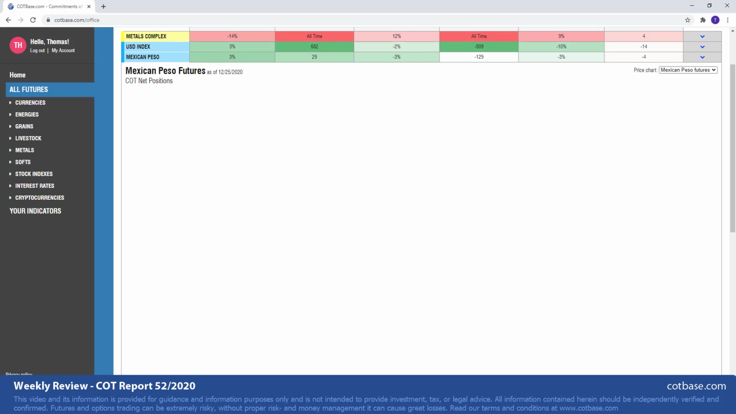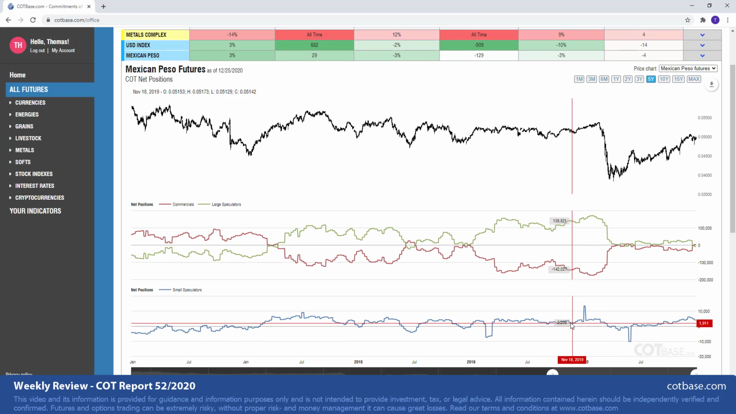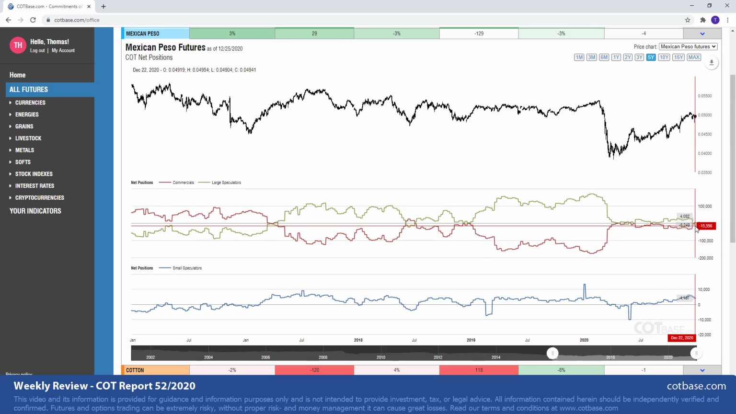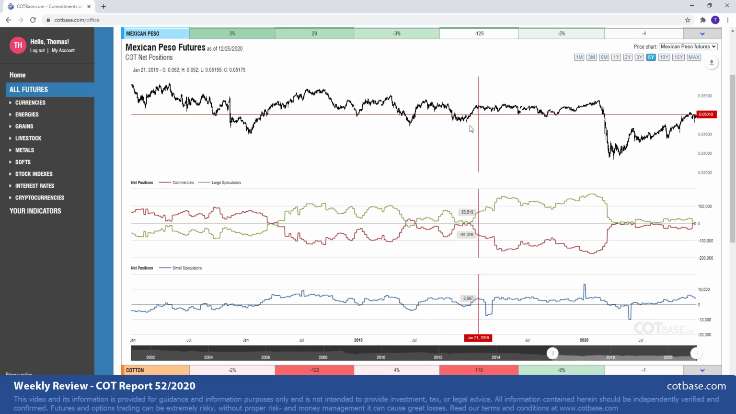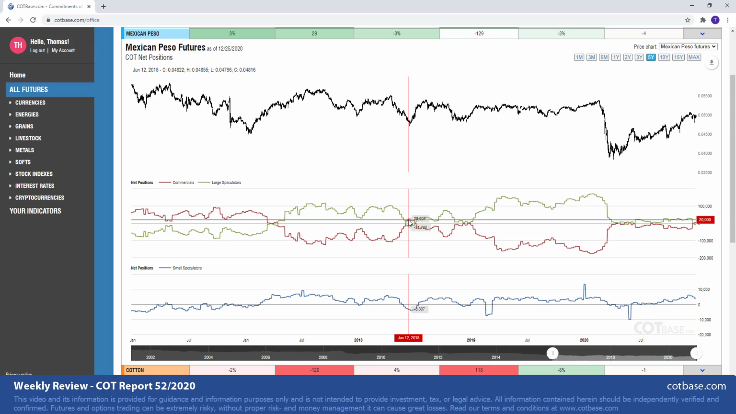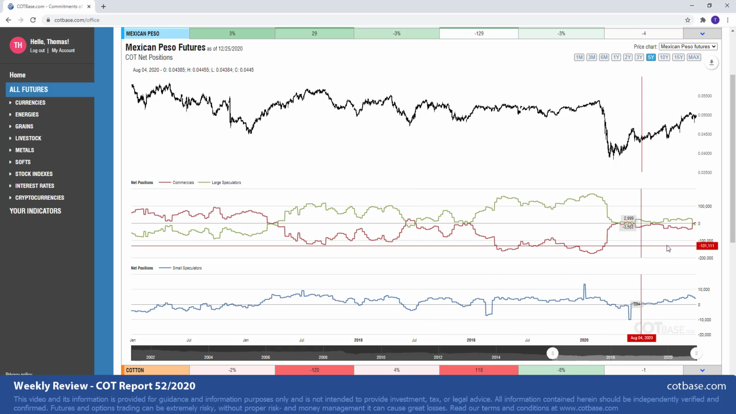The Mexican peso is the next market, 129 report extreme over there in large speculators. You can see that extreme on the chart over there. It is something similar to that extreme from December of 2018. That was a good signal for the market to go higher. We had a little bit larger extreme in June of the same year, 2018. So these are examples showing you some bullish extreme signals.